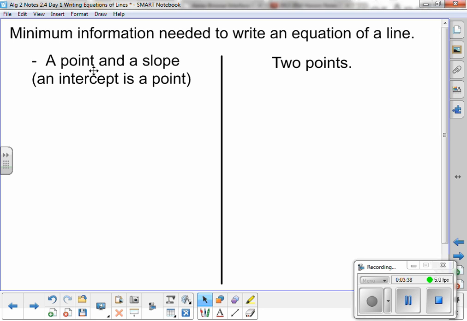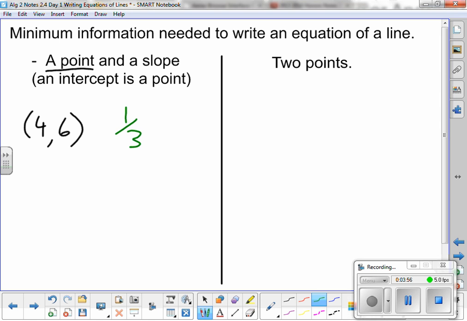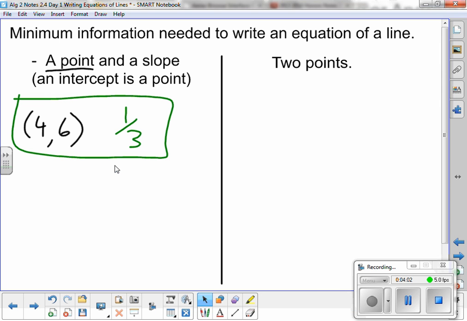They might give you a y-intercept also, but remember, an intercept is just a point. So they might tell you something like, they'll give you a point. So let's say the point was (4, 6), and then they'll give you some information like a slope, and let's say the slope was 1/3. Okay? So you might get these two pieces of information, and then you need to write an equation from there, which is what I'm going to show you.